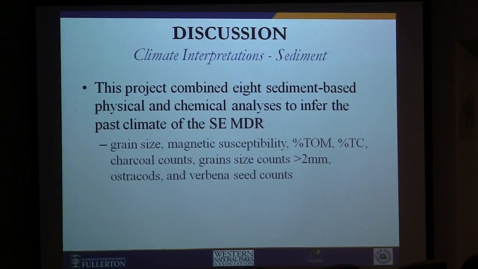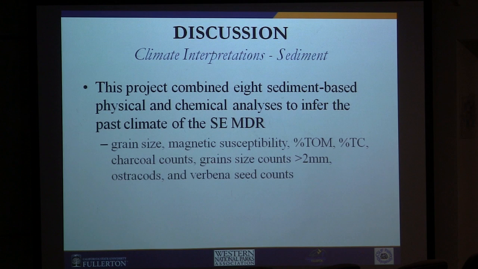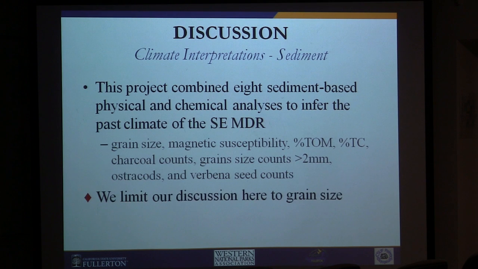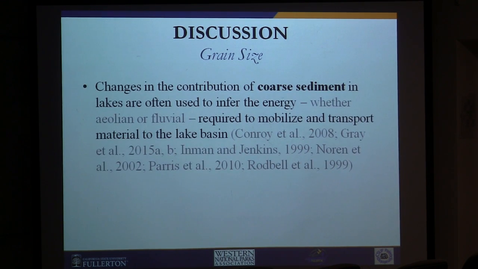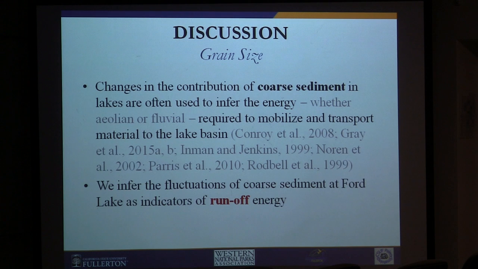Climate interpretations: this project combined 8 sediment-based physical and chemical analyses to infer the past climate of the Southeast Mojave Desert region. For this, we're going to limit our discussion to grain size only. First, for grain size, the changes in the contribution of coarse sediment, in this case sand or sand-sized sediment, in lakes are often used to infer the energy required to mobilize and transport material to the lake basin. So we infer the fluctuations of our coarse sediment, the sand, at Ford Lake as indicators of runoff energy.